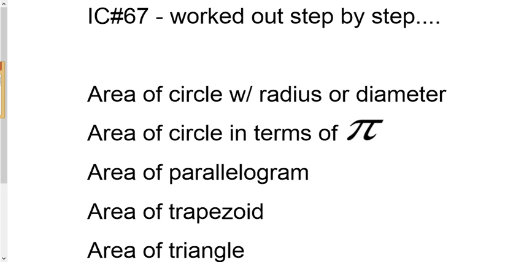We're going to take a look at IC67. Basically, we're going to take a look at area of circles with the radius or diameter given, sometimes looking at it in terms of pi. And at the very, very end, the last three problems, we'll take a look at a parallelogram, trapezoid, and triangle. So here we go.